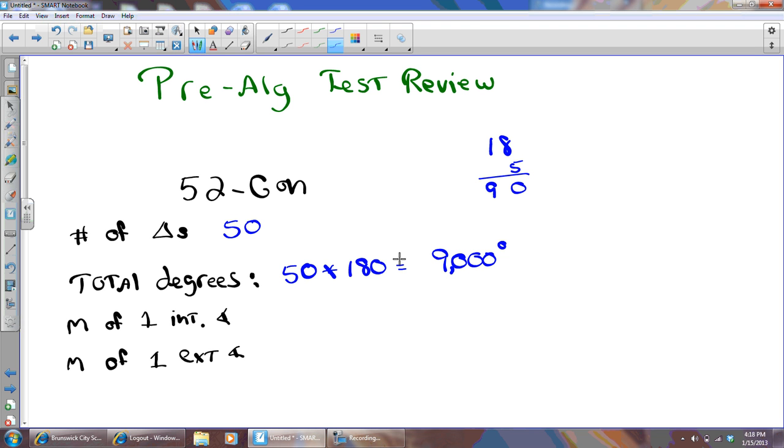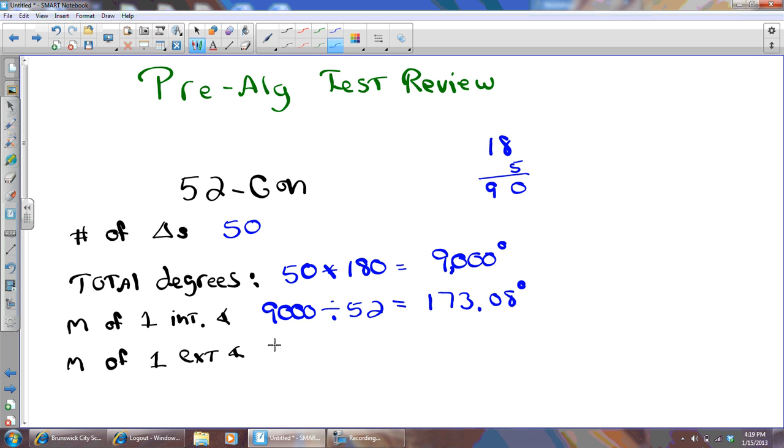Now to get the measure of one interior angle, I'm going to take the 9,000 and divide it by 52. I'm not going to waste your time with the long division there. I'm just going to go ahead and use my calculator. Showing my work, 9,000 divided by 52 ends up being approximately 173.08 degrees, rounded to the nearest hundredth. Okay, so that's the measure of one interior angle.